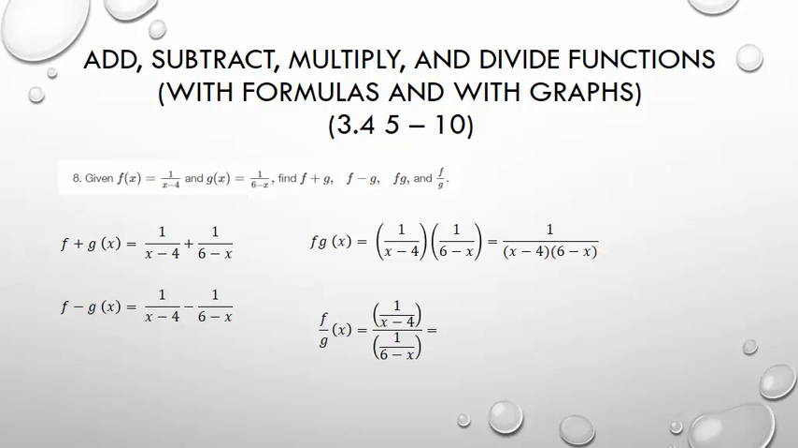So instead of having the complex fraction, we can turn that into multiplication. We can divide by the reciprocal of the bottom one. So it's the same thing as 1 over x minus 4 times, flip the second one, 6 minus x over 1. Then we can multiply top and bottom and just get 6 minus x over x minus 4. So those are my examples of adding, subtracting, multiplying, and dividing with formulas.